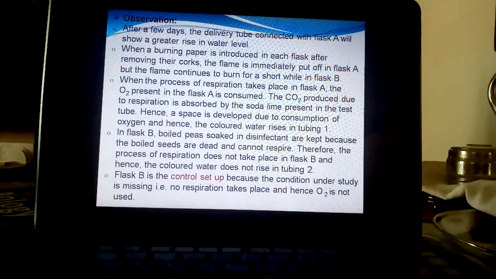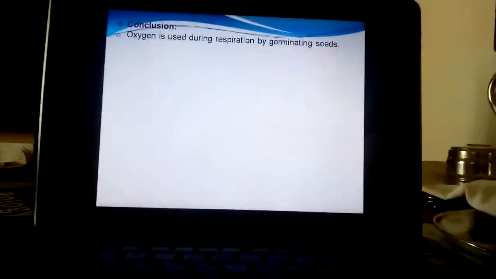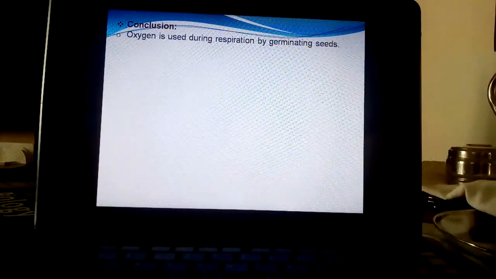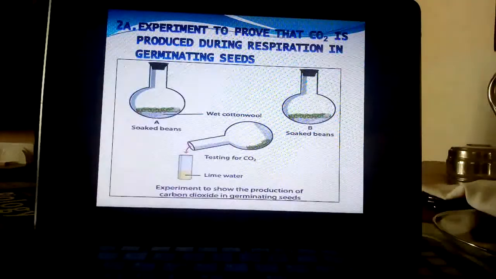In flask B, boiled peas soaked in disinfectant are kept because the boiled seeds are dead and cannot respire. Therefore, respiration does not take place in flask B, and hence the colored water does not rise in tubing 2. Flask B is the control setup because the condition under study is missing. No respiration takes place and hence oxygen is not used. So what do you conclude from this? Oxygen is used during respiration by germinating seeds.